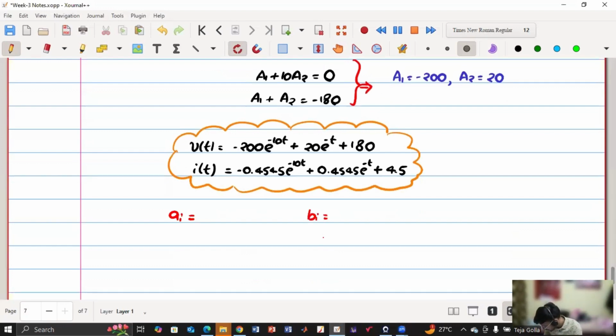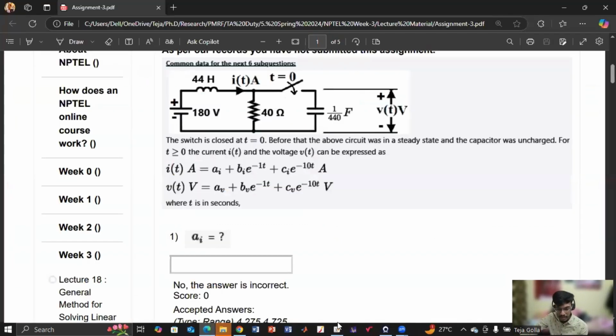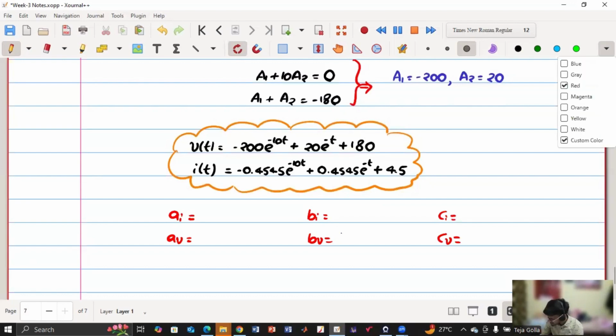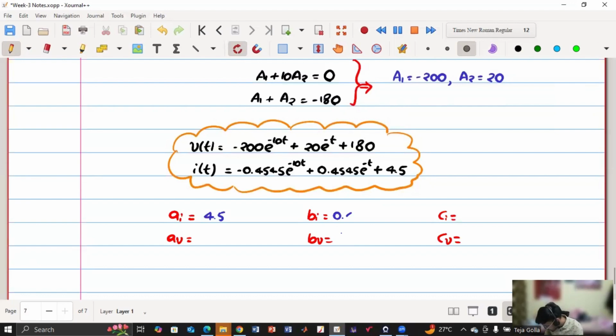And then CI, and then they're asking AV, BV, and then CV. So first we have to be very careful whether BI is e to the power minus t or e to the power minus 10t. So it is minus t. Okay, so AI is 4.5, BI is 0.4545 and CI is minus 0.4545. Similarly here this is 180, this is 20, this is minus 200.